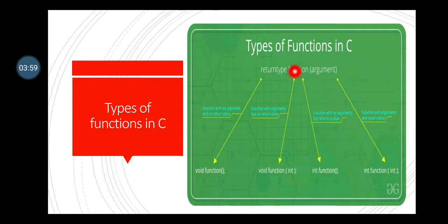So these are the four types of functions in C. First is function with no argument and no return value. Then the function with some arguments and does not return anything. Now the third one, the function with no arguments but it returns a value, and the last one, a function with arguments and it returns a value.